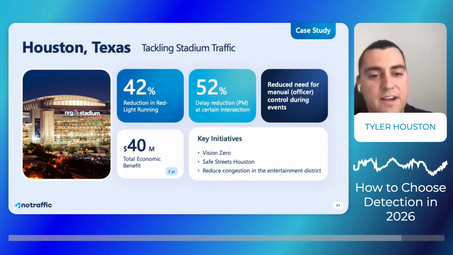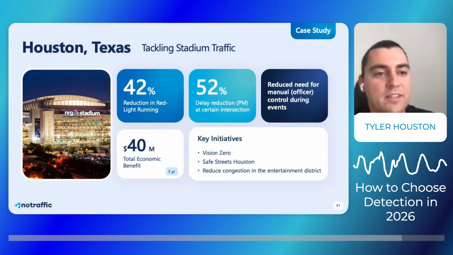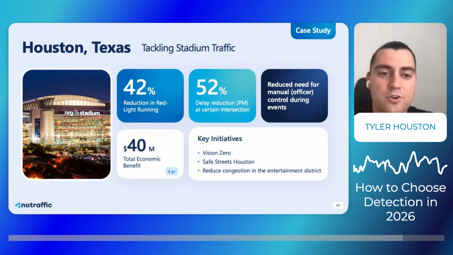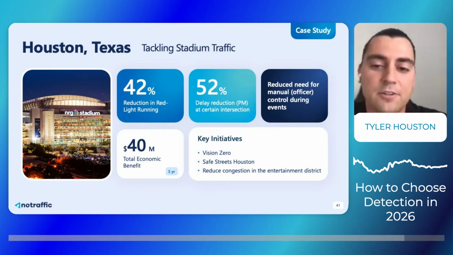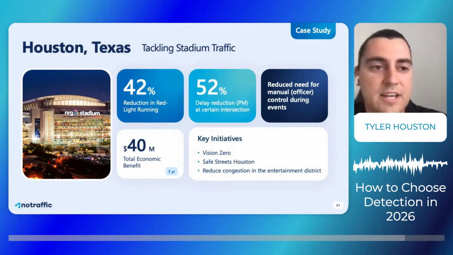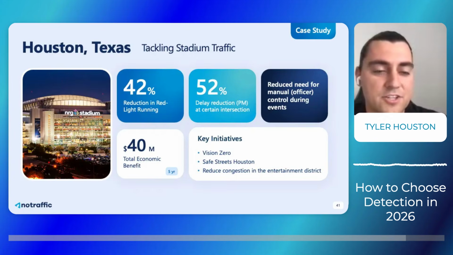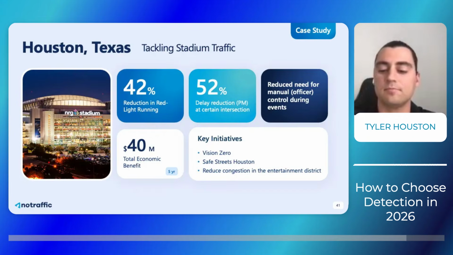So we think that's because we're better serving traffic, that drivers were less likely to run the red light. During game days, we also found that officers were less likely to take control of the intersection and put it in manual control because our system was effectively managing that game day traffic. And it helped key initiatives for the city, including Vision Zero, Safe Streets, and just processing vehicles coming out of Energy Stadium during events.